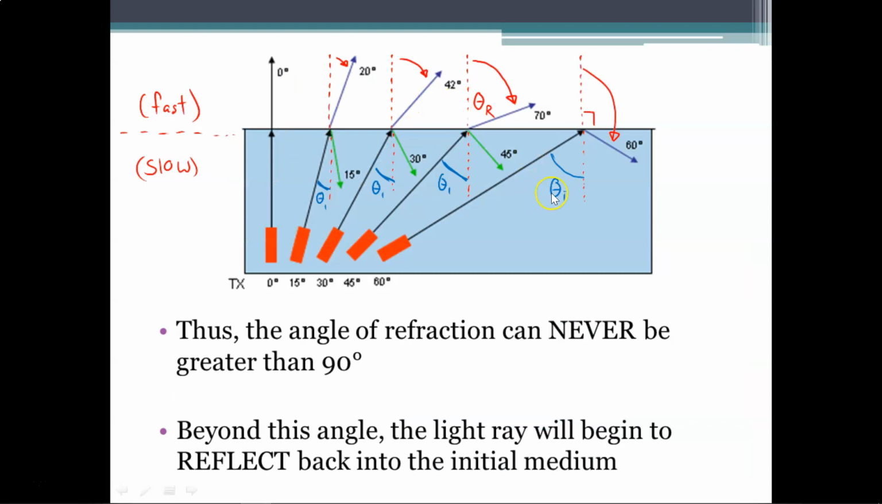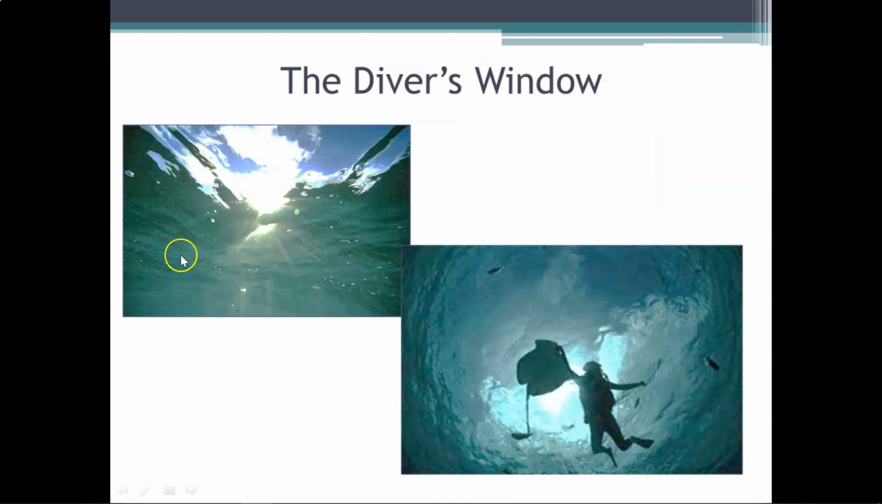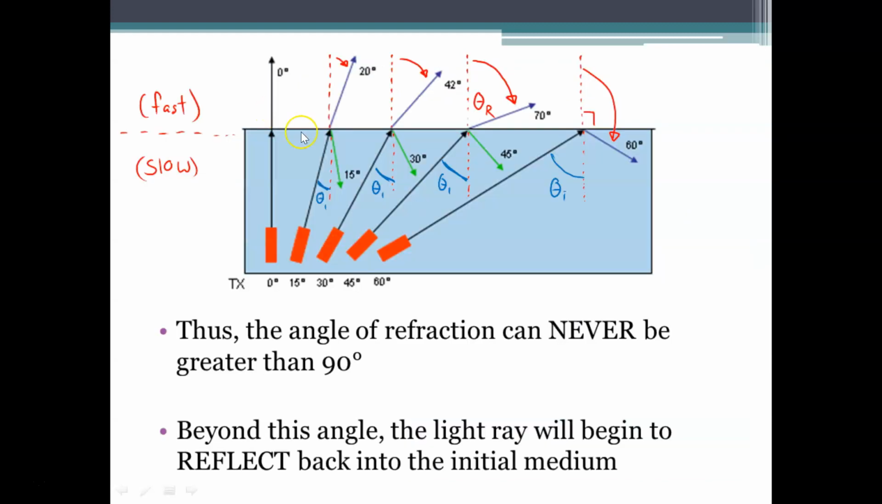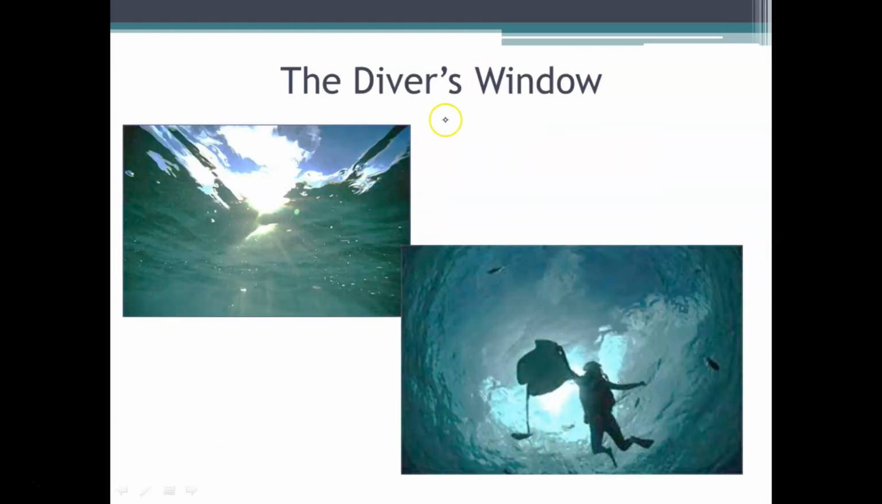But once my theta I, my angle of incidence, is too large, refraction turns to reflection and I can no longer see the sky. I can only see the bottom of the ocean. Which is what this is. Down here is just a reflection of the ocean floor, while up here is the sky. If you look up with a low theta I, you can see the sky, but looking with a larger theta I, you only see a reflection of the ocean floor. And that is called the diver's window.